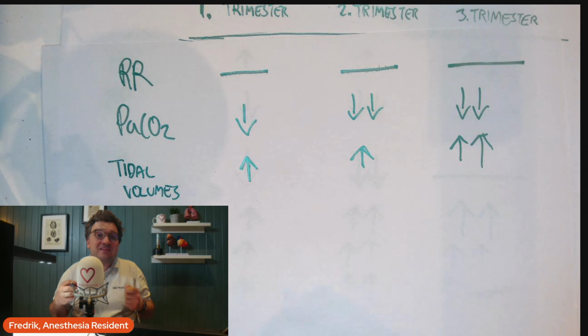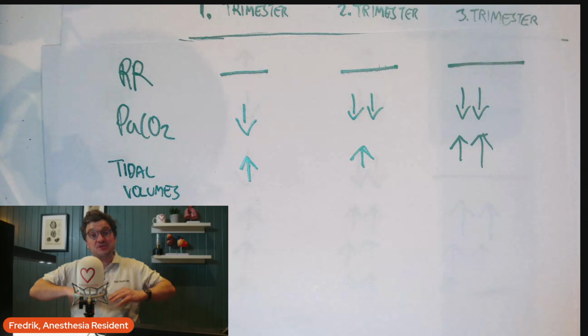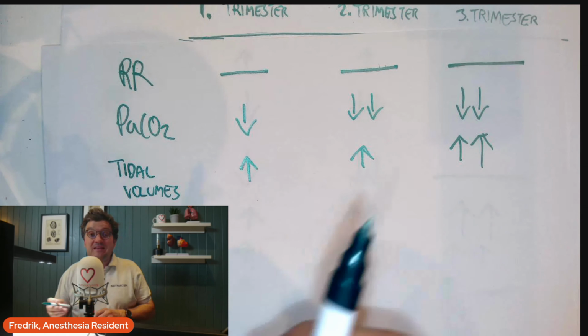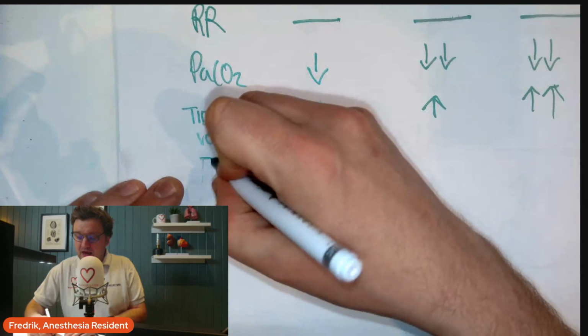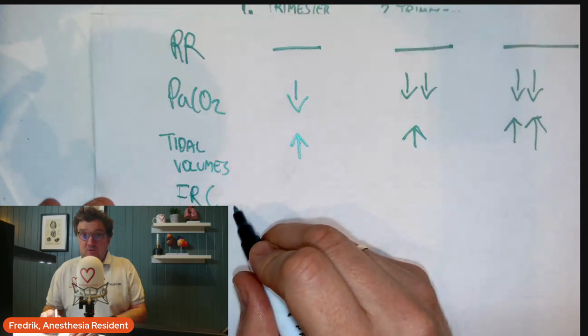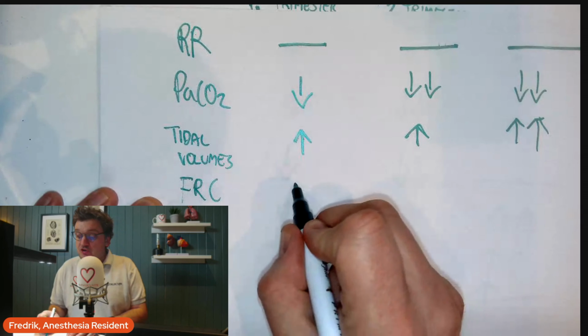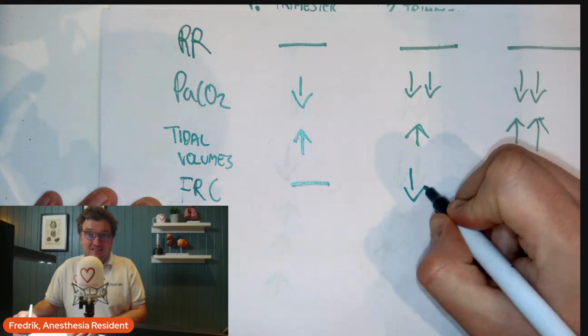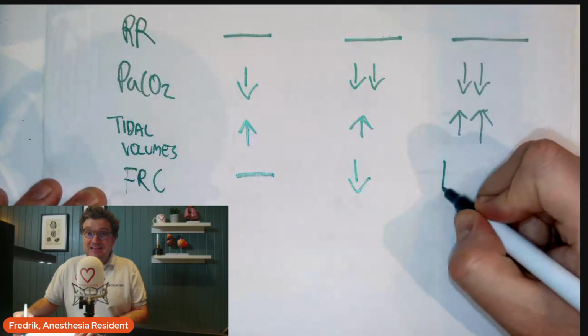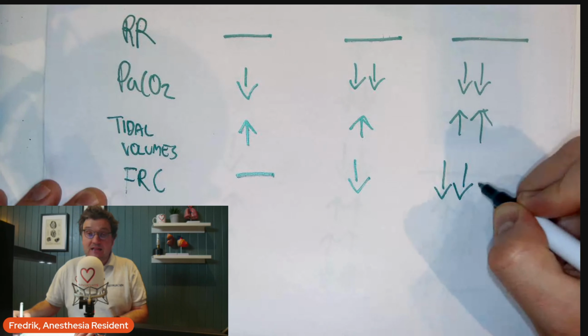However, the ability to increase the tidal volume, if there is an increased demand, is severely limited by the fact that the pregnant uterus is putting pressure on the lungs, especially in the third trimester, meaning that parameters such as functional residual capacity, or FRC, go from being relatively unchanged in the first trimester to being decreased in the second and then significantly decreased in the third.